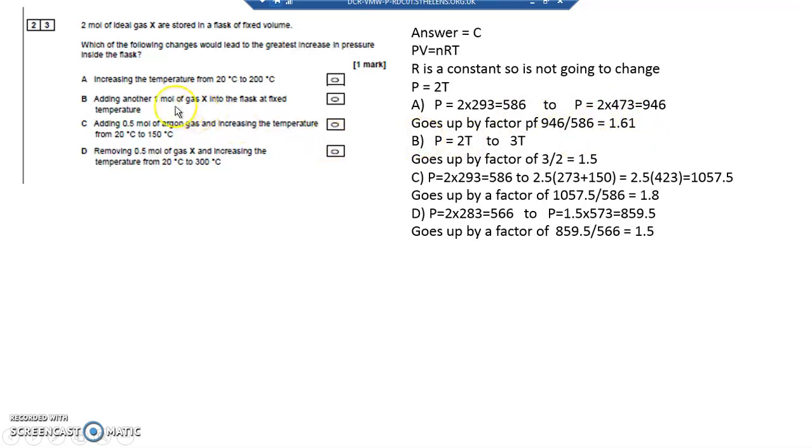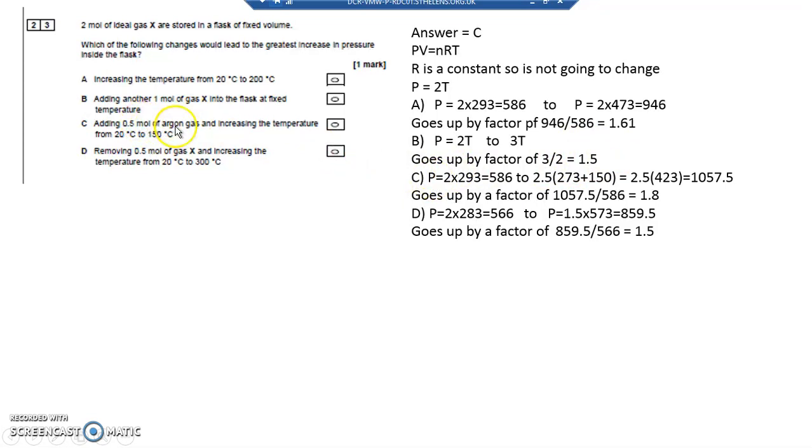Let's have a look at B then. Adding another mole of gas to the flask. So pressure equals 2 moles times temperature has gone up to 3 moles times temperature, because the number of moles has gone up from 2 to 3. So it's gone up by a factor of 3 divided by 2. It's gone up by 1.5 times. 1.5 times 2T comes out as 3T. So it's gone up by 1.5 times.